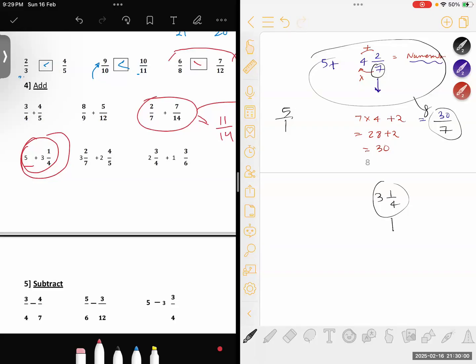You will multiply 4 with 3. Whatever is the answer, add it to 1, and that gives you the new numerator. And the denominator is going to be 4 only here. So 4 threes are 12, 12 plus 1. Whatever you get, just write it down quickly. Then we are going to find the LCM. Okay, I understood.